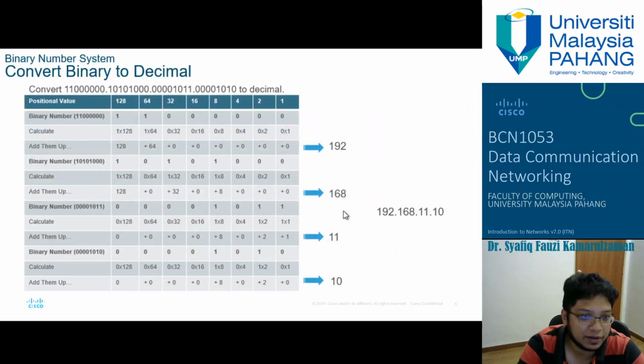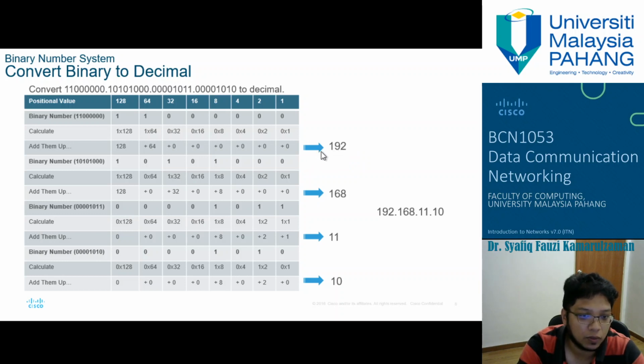To convert binary into decimal, you need to remember the powers of 2. The first location is 2 power of 0, the second is 2 power of 1, then 2 power of 2, 2 power of 3, 2 power of 4, 2 power of 5, 2 power of 6, and 2 power of 7. When you have the binary number, for example 11000000, you multiply each bit with the 2 power of its location to get the value, and when you total all the values, you get the decimal value of the binary.